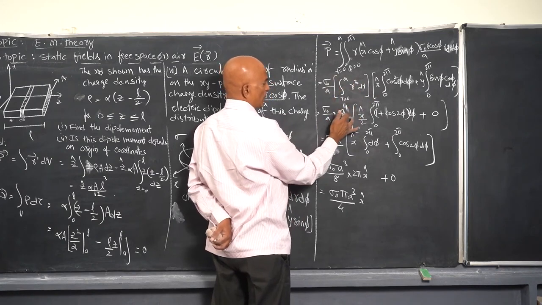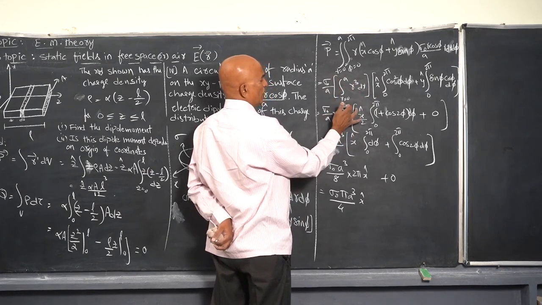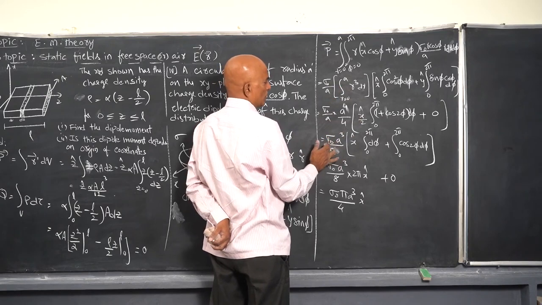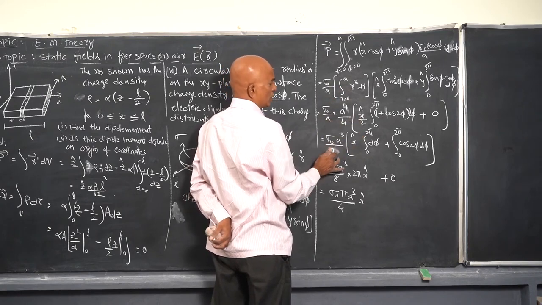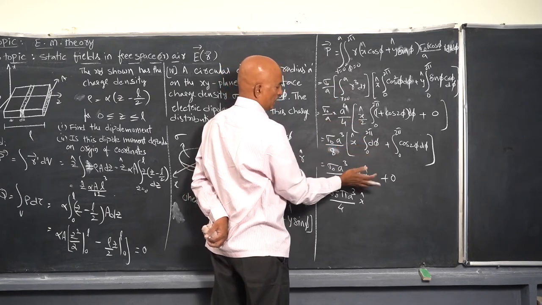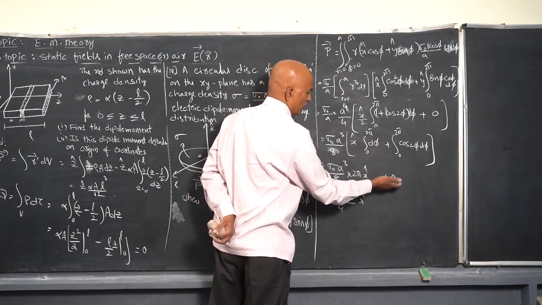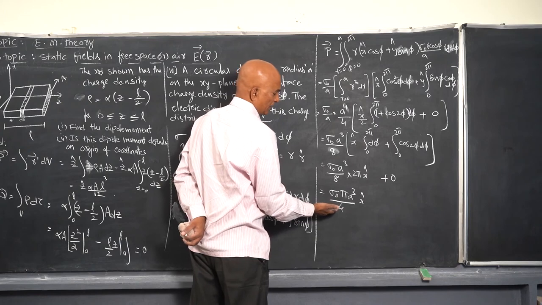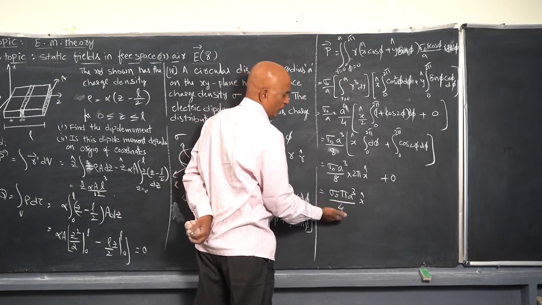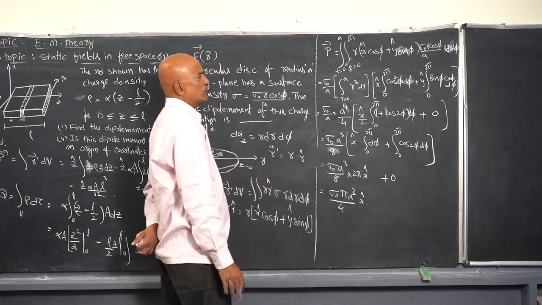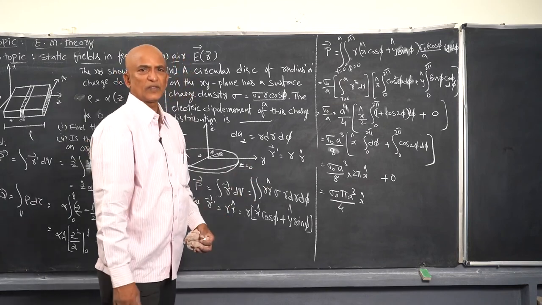Sigma naught by a into a power 4 by 4: a power 4 gets cancelled by a, leaving sigma naught a cube by 4, into 2 pi into x cap. That is sigma naught a cube by 8 into 2 pi into x cap, plus the other term which is 0. Therefore, finally you get the dipole moment sigma naught pi a cube by 4 x cap. So this is the dipole moment calculation of the circular disc.